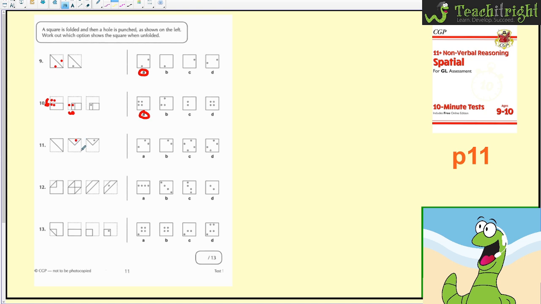When this one unfolds, it's going to be reflected along this line here. It means you're now going to have 2 dots on this side here in the top right. When these then get unfolded, they're going to be copied or mirrored down into this corner here.